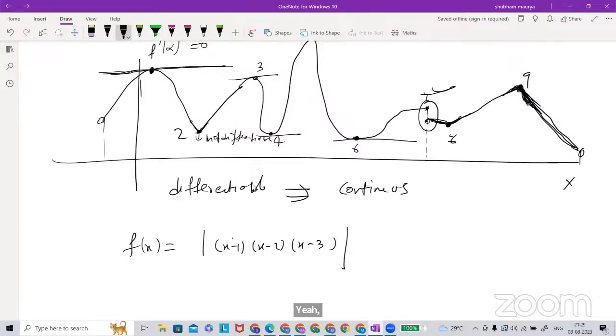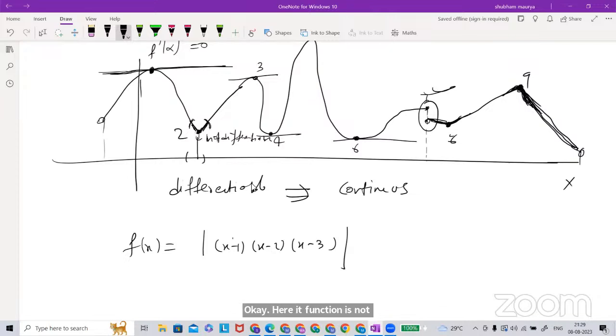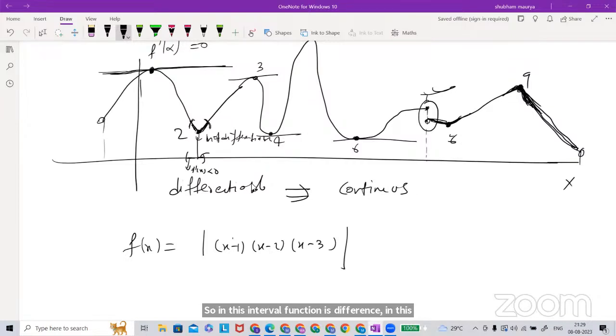You have to take a small interval around that point. Here the function is not differentiable, but on this interval the function is differentiable, and on this interval the function is differentiable. Suppose in this interval f prime x is less than 0 and in this interval f prime x is greater than 0. This concludes that a local minima is happening. In this way only you can deal with such problems.